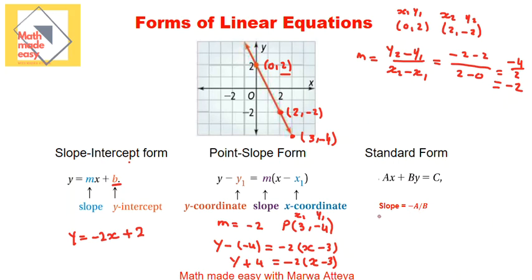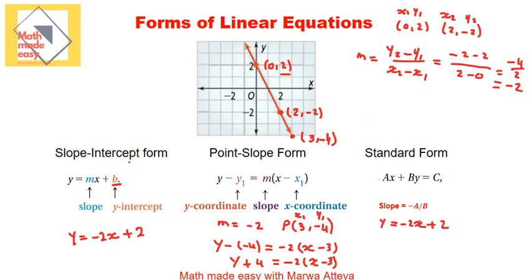Now, how do I find it? You can't find it from the graph straight away. There are no values of a, b, and c you can substitute from the graph. However, you can find one of the other forms and change it into standard form. So I'm going to use the slope-intercept form. We have y equal negative 2x plus 2.